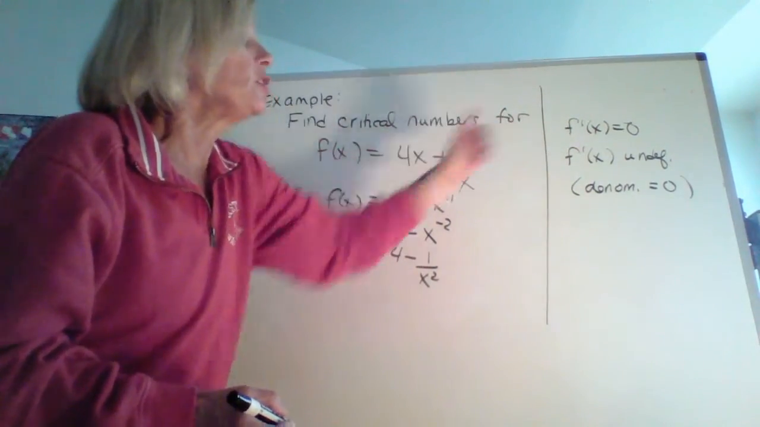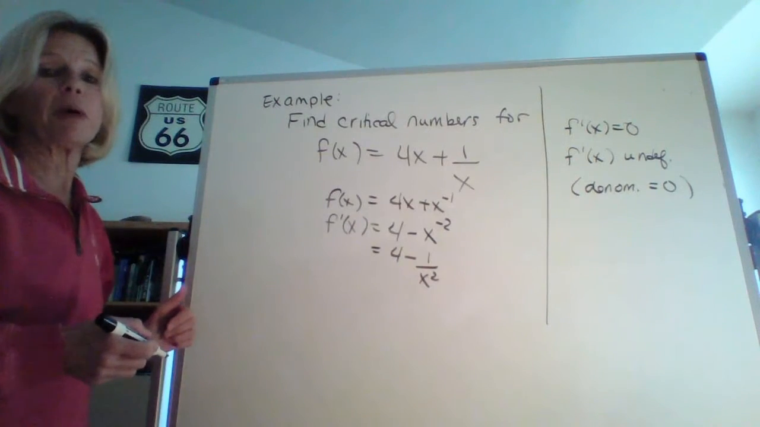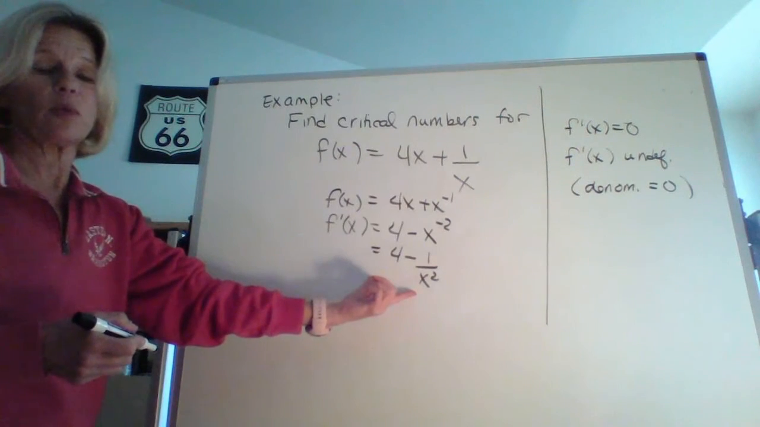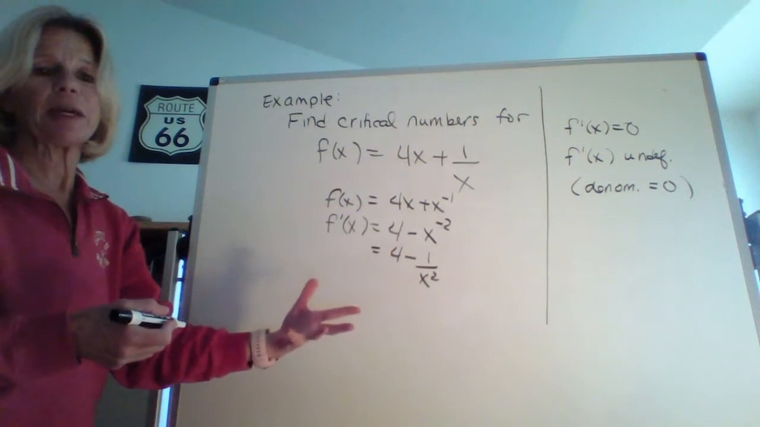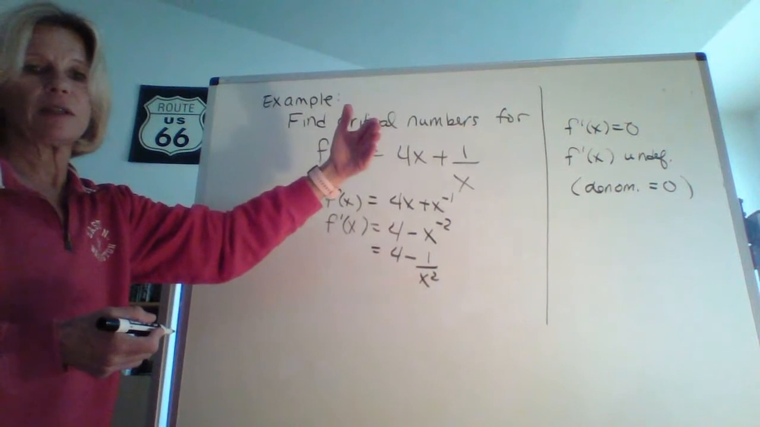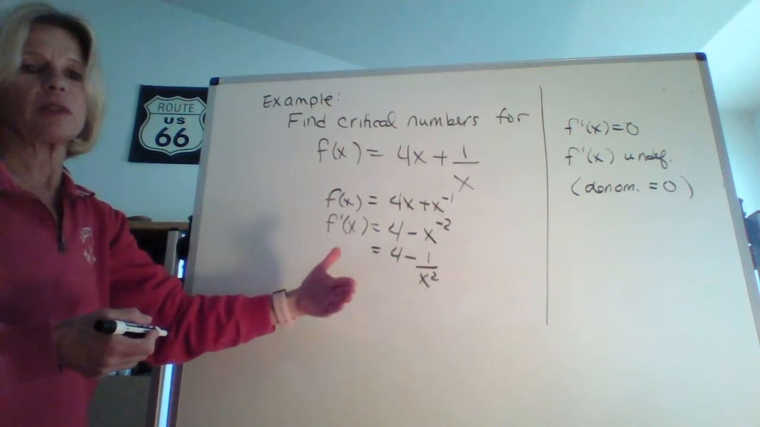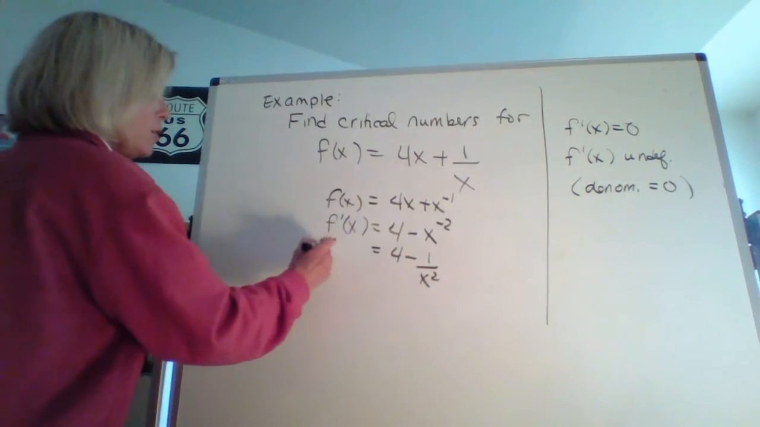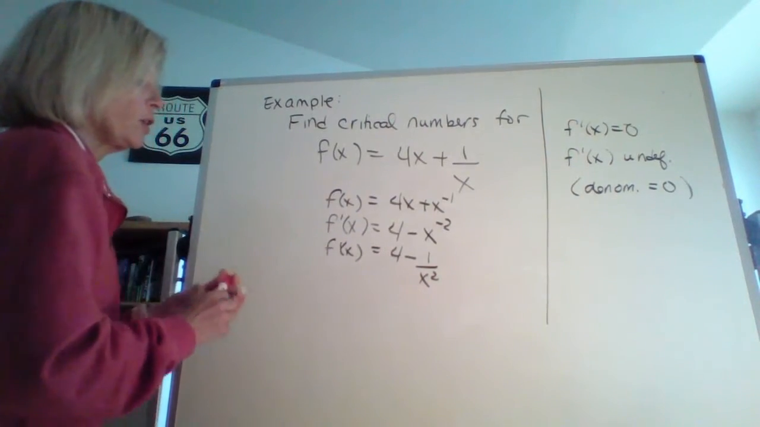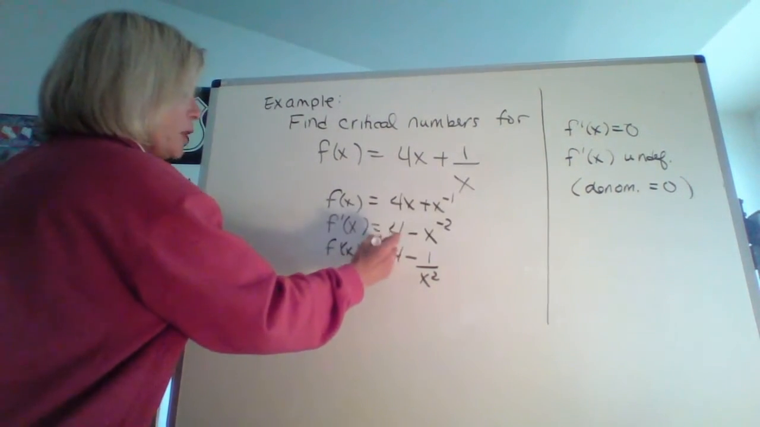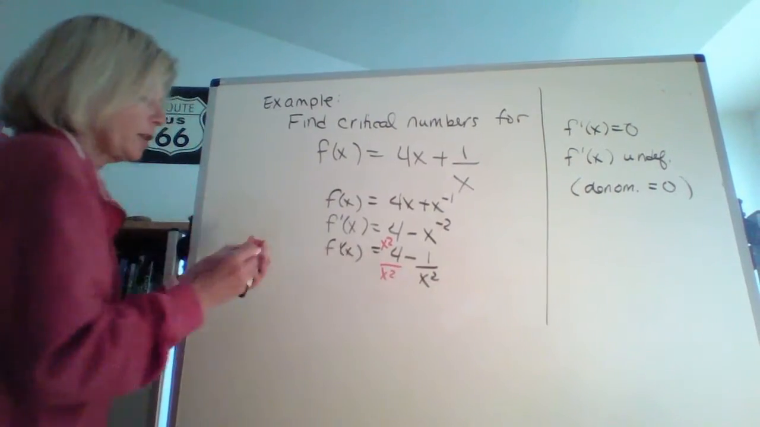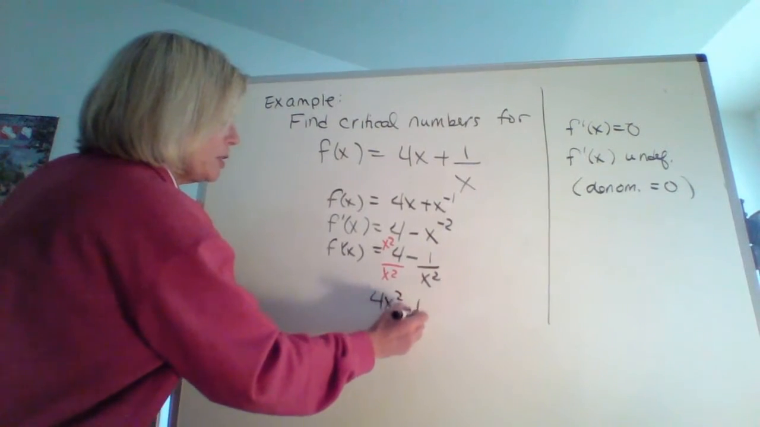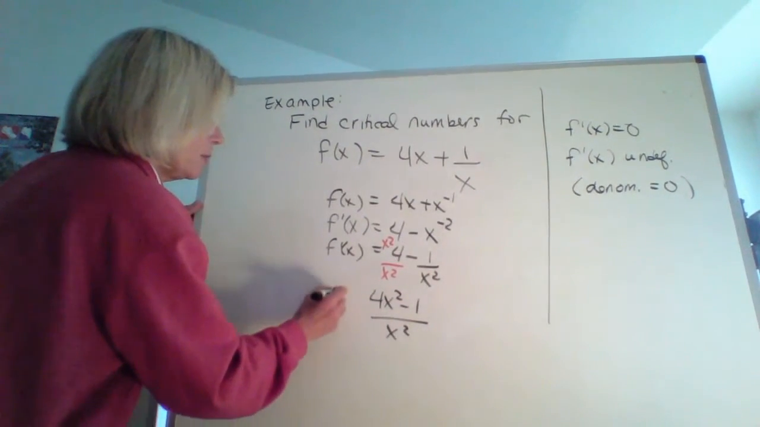Since I need to know potentially where my derivative might be undefined, I'm going to go ahead and write this as one fraction with a common denominator. That's going to be my technique. Then I will always set the numerator equal to 0, and I will always set the denominator equal to 0. My common denominator is x squared, so I'm going to multiply numerator and denominator by x squared. So I get 4x squared minus 1 over x squared.